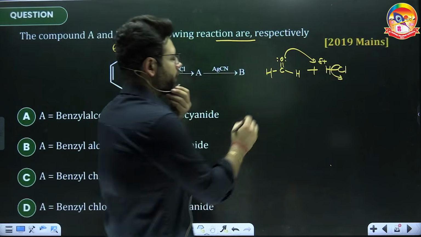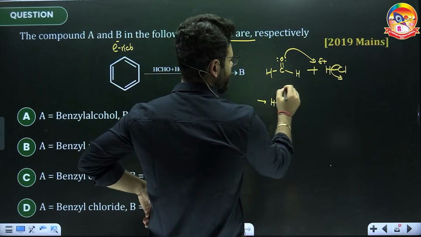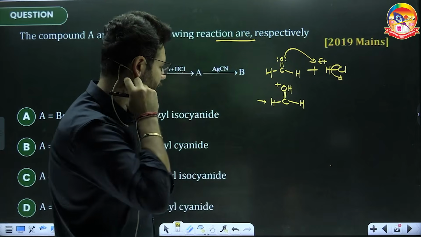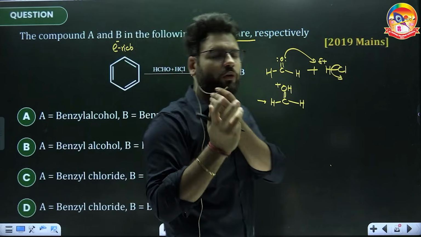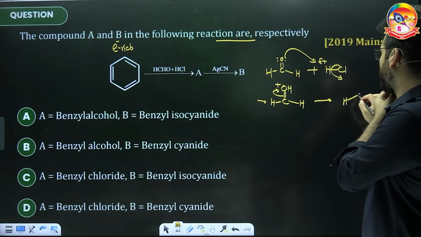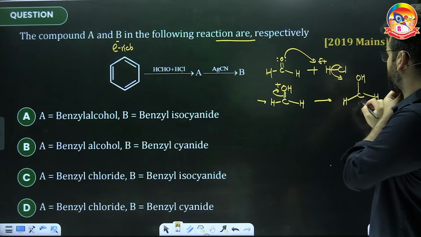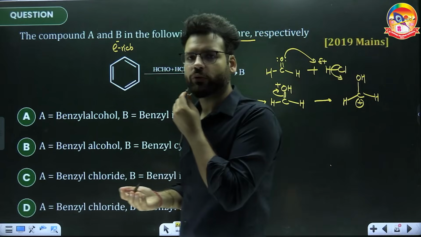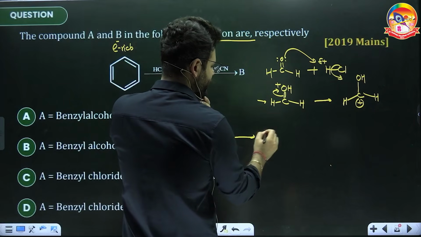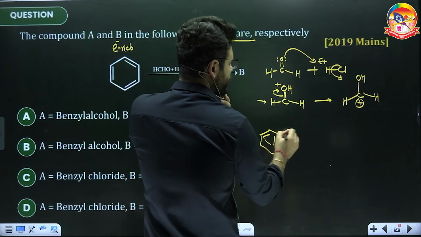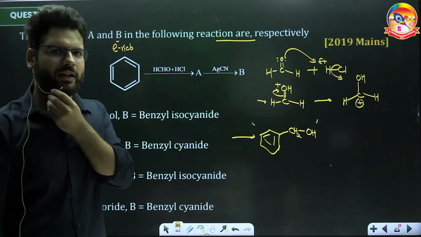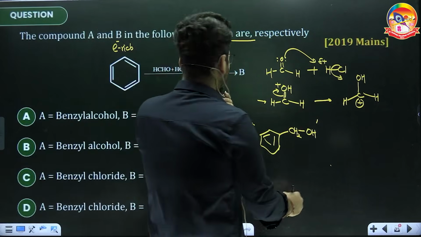Correct? So what do I get? I get H-C-O-H with the hydrogen like this, O positive. Now, as soon as this oxygen gets a positive charge, we know oxygen is highly electronegative, so the pi electrons shift here, making this carbon a carbocation. So, I have produced a CH2OH carbocation. Now, what will happen? The benzene will attack it like an electrophilic substitution, as benzene does every time. Benzene attacks CH2OH and you get benzyl alcohol. Very nice question. So we get benzyl alcohol.